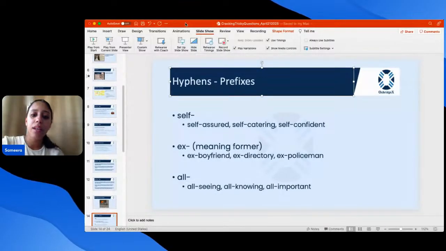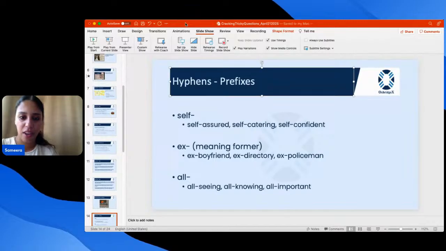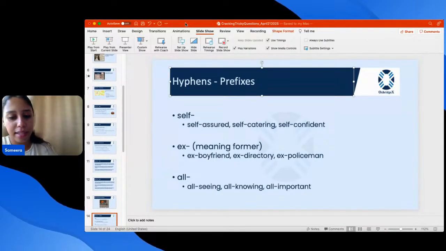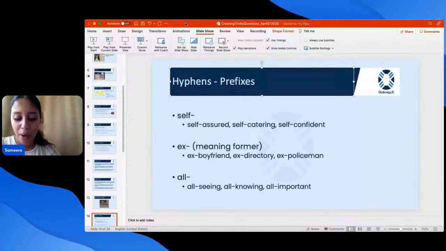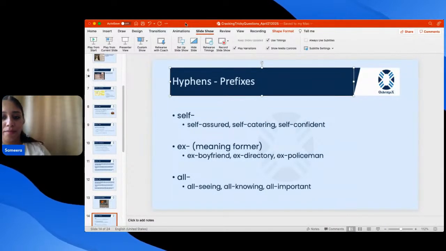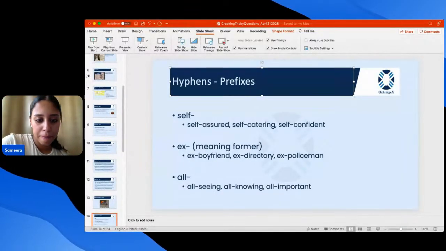Self-catering. Now, what does catering mean? If you have a birthday party or something, it will often need catering. So having food and drinks at a gathering, right? However, if I have the word self-catering, how is that different? Anyone want to comment on how that is different? Let me have a look at those comments.